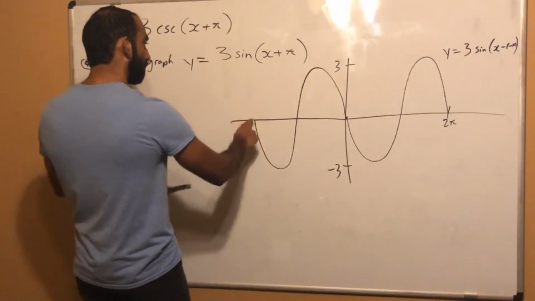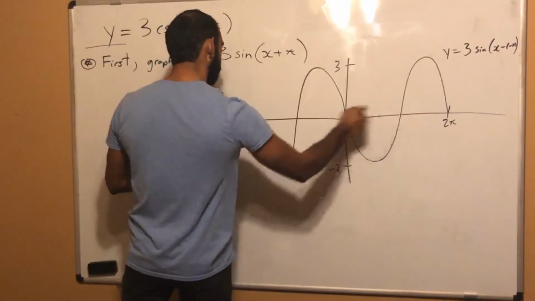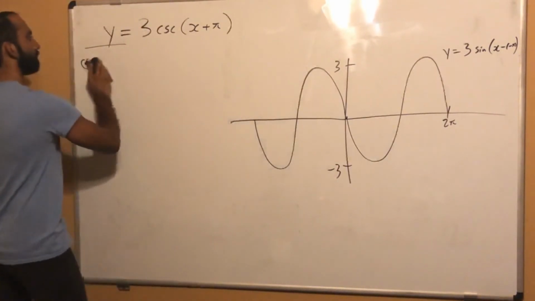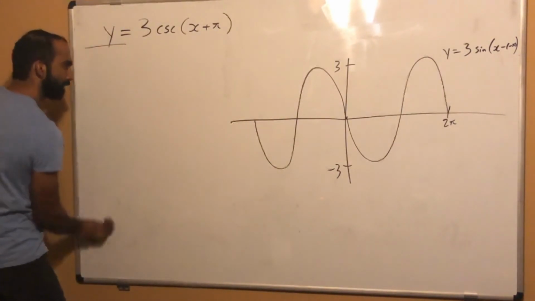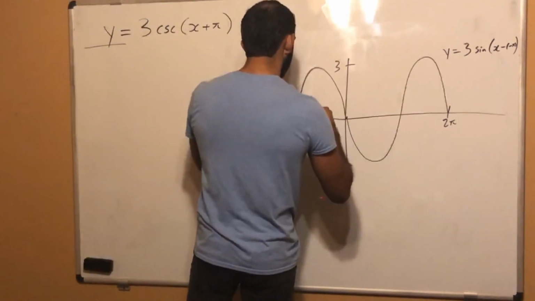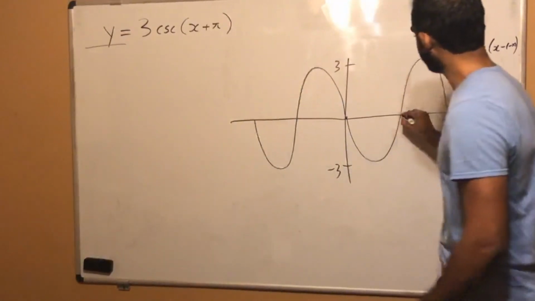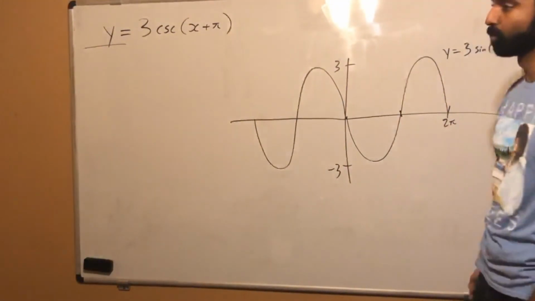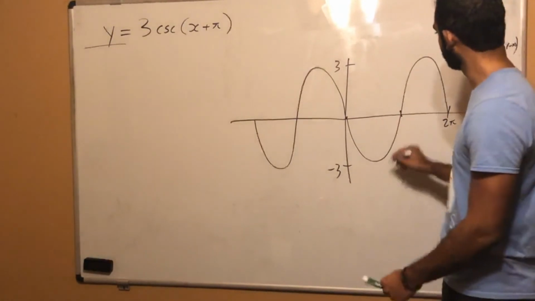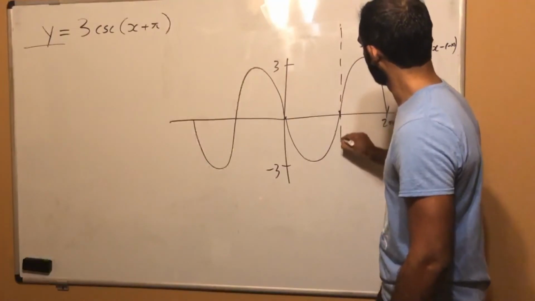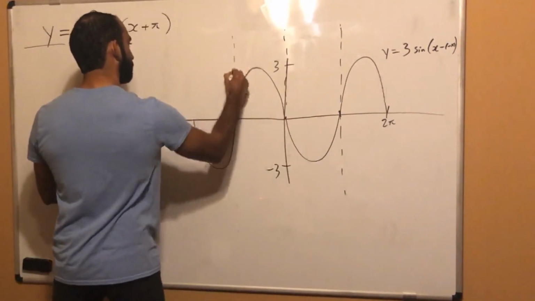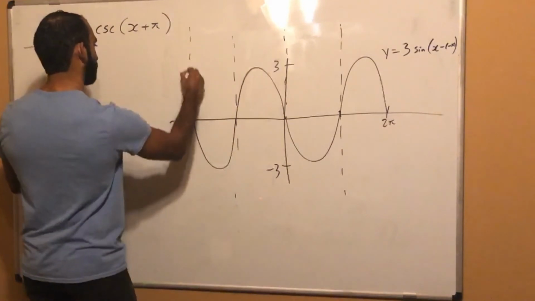What do I need to draw at the x-intercepts of the sine graph? You draw vertical asymptotes for cosecant. Right. Because x-intercepts means the y-coordinate there is 0, and 1 divided by 0 is undefined, which generates our vertical asymptotes. So, vertical asymptotes, and let's do one more.